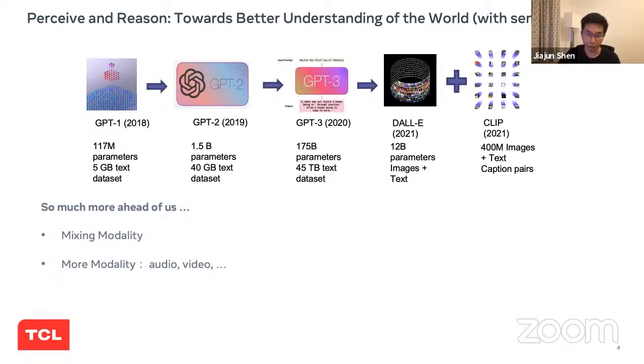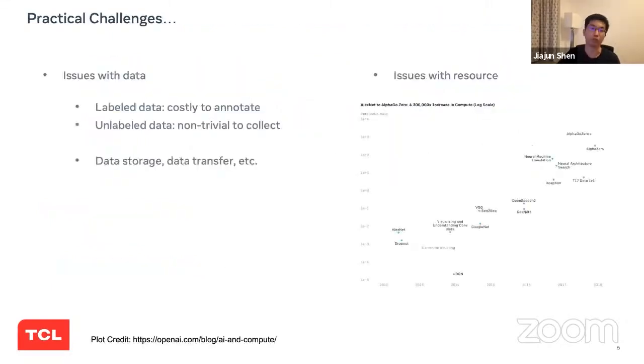But there are some practical challenges if we want to move forward with this type of research. The one issue is with the data. Everyone knows it's quite costly to annotate the data. Even for the unlabeled data, it's also quite non-trivial to collect, especially if you want to collect a large-scale data set for a particular task. Lots of issues are involved, for example, the authenticity of the data, the correctness, and most importantly, the possible privacy issues you might have when you collect those data.